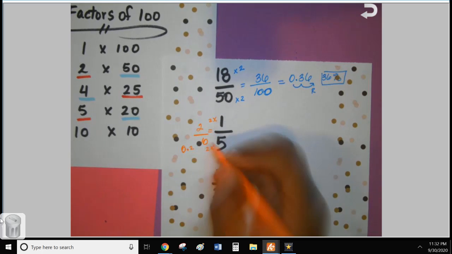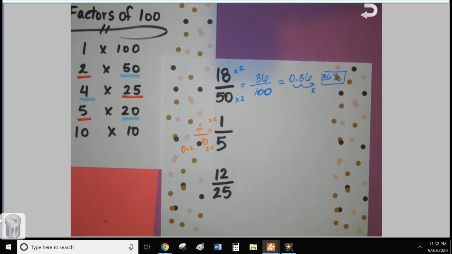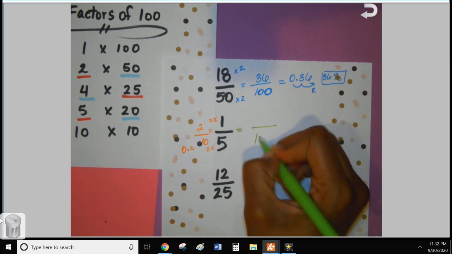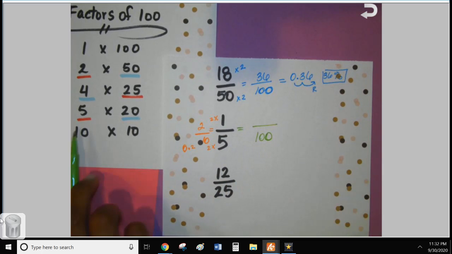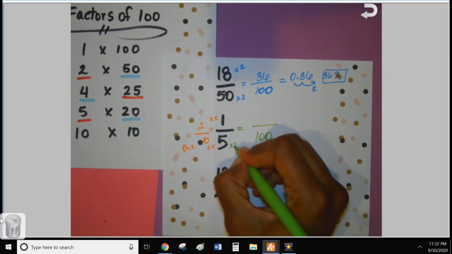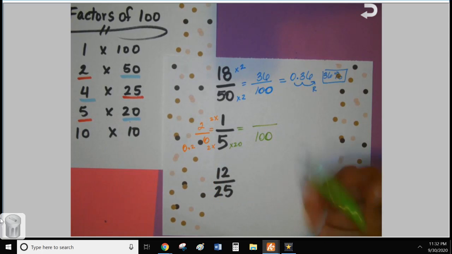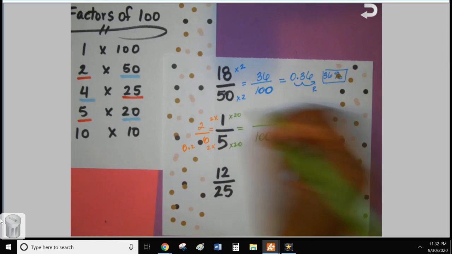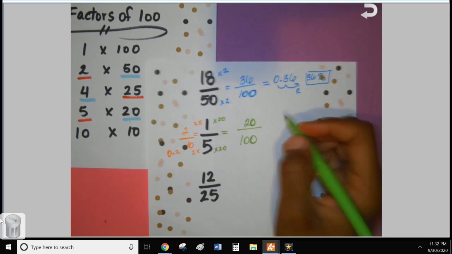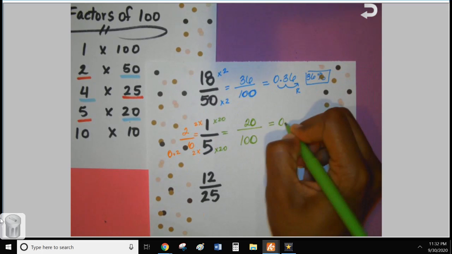2/10. What if I wanted to go the other way and I wanted to go to 100? Just because I like a little challenge. 5 times 20 is 100. Whatever I multiply the bottom by, I do the same to the top. 1 times 20 is 20. Okay? So I would have 20 hundredths.